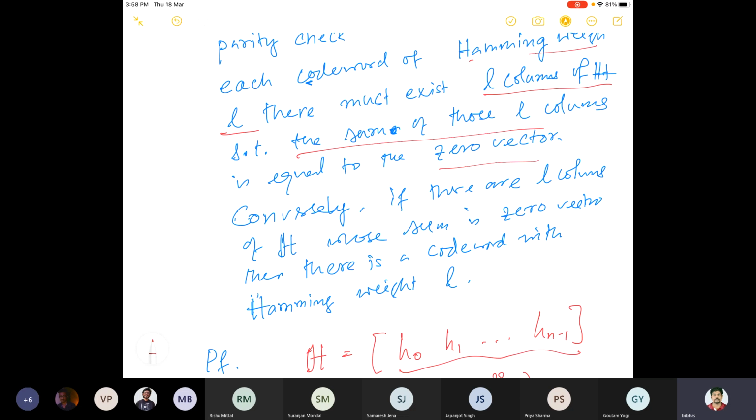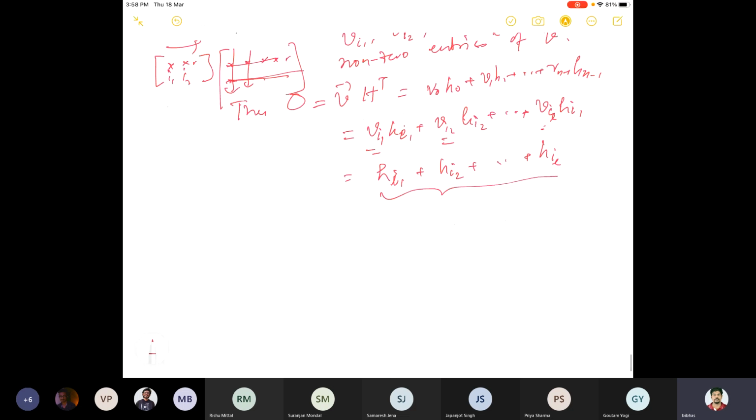And now we're going to prove the converse. If there are L columns of H whose sum is equal to 0, then there must be a code word whose Hamming weight is L. Okay, so let us prove the converse. Proof of the converse.